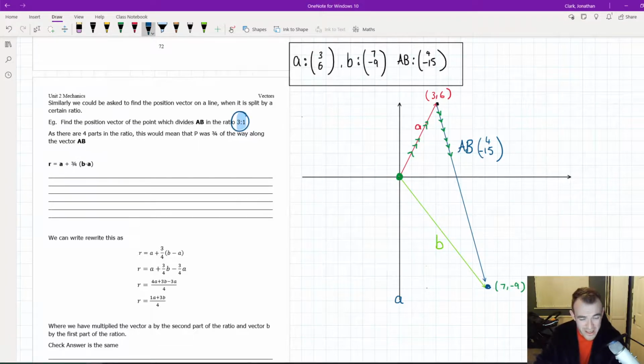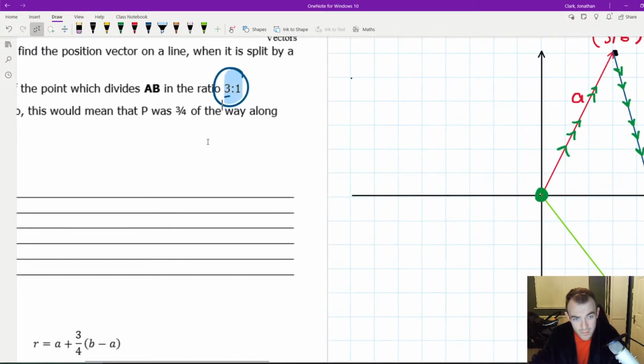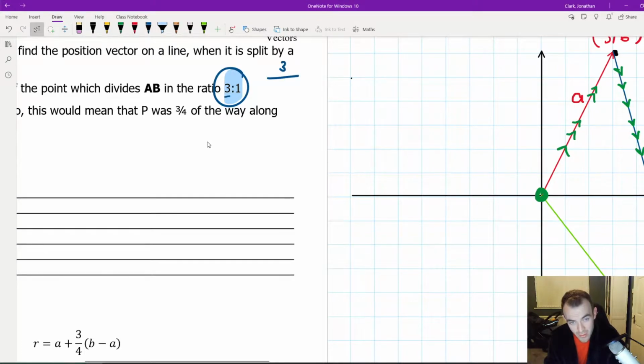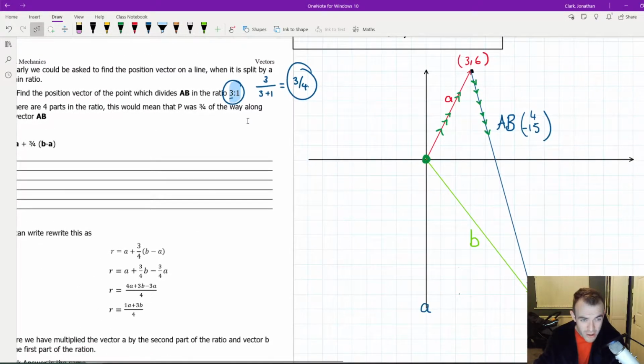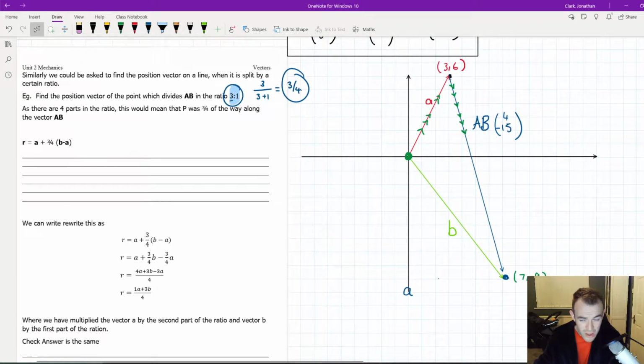Now, you might find it easier to think about this as a fraction, so take the first number in your ratio, which is 3, and then on the bottom of the fraction, add these values together, and you get 3/4. If you're splitting something in the ratio 3 to 1, you're looking to find the point that's 3/4 of the way along this line. So rather than the midpoint, I'm just going to roughly plot this. It's going to be like here somewhere.